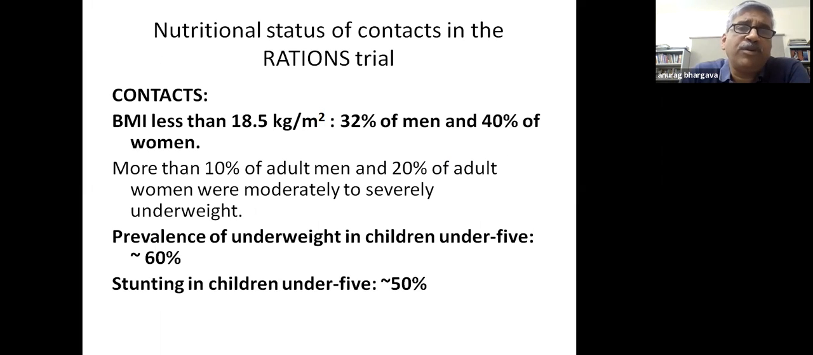Again, this slide shows the nutrition status of contacts. The BMI, again, we are talking of a national average of 18 in women and 16 in men. This is almost double of that in this impoverished community. Again, significant underweight in children.